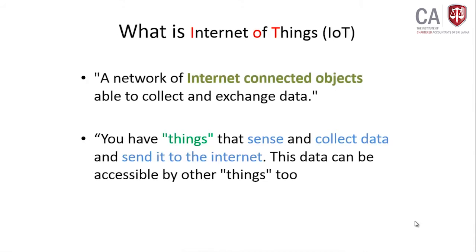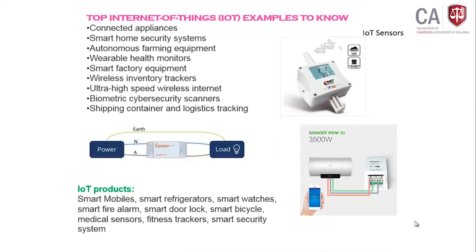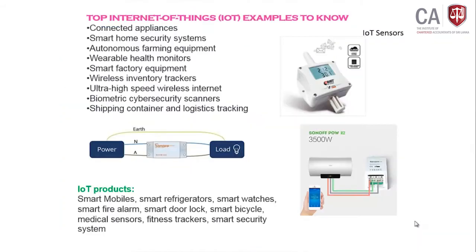So, in general, we can explain it as things that sense and collect data and send it to the internet. This data can be accessed by other things too. So, let us talk about that. Top Internet of Things. What are the IoT examples?